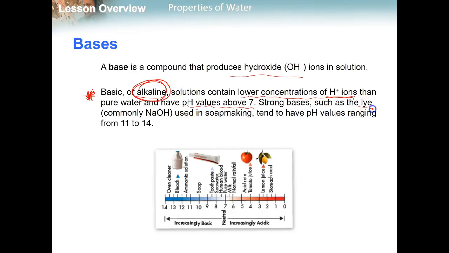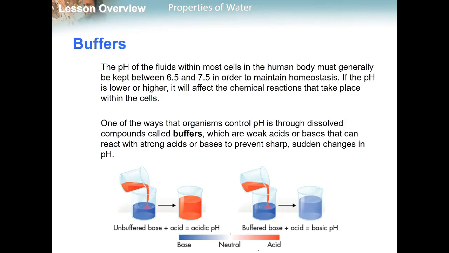So strong bases like lye that have sodium hydroxide in them that are used for making soap, they tend to have pH values from 11 to 14. So they're very basic, very strong bases on the scale when you get up to 14.